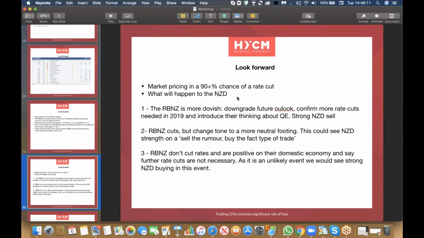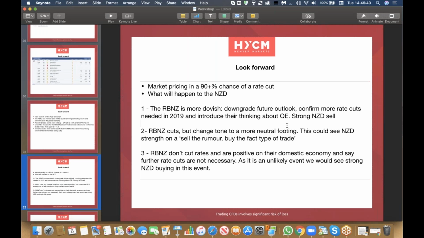Here are the main three different scenarios we've got. If the RBNZ is more dovish, say they downgrade the future outlook, and start saying we're going to have lower inflation, we're going to need more rate cuts in 2019. We've also been thinking about quantitative easing. That would be very dovish for the New Zealand dollar.